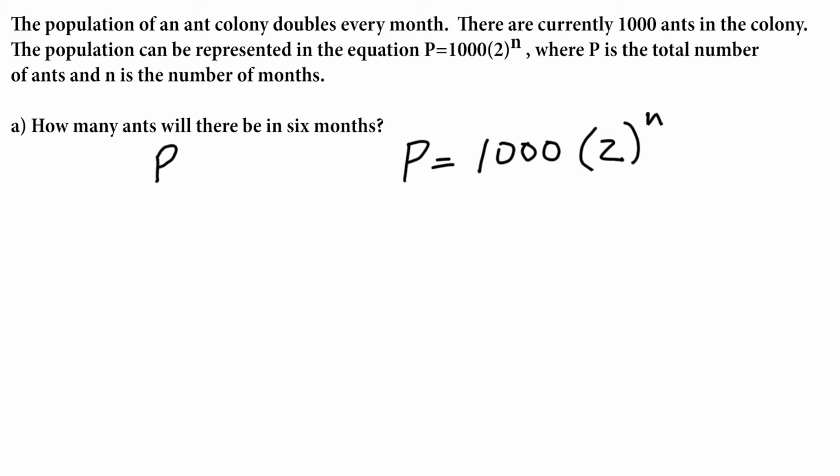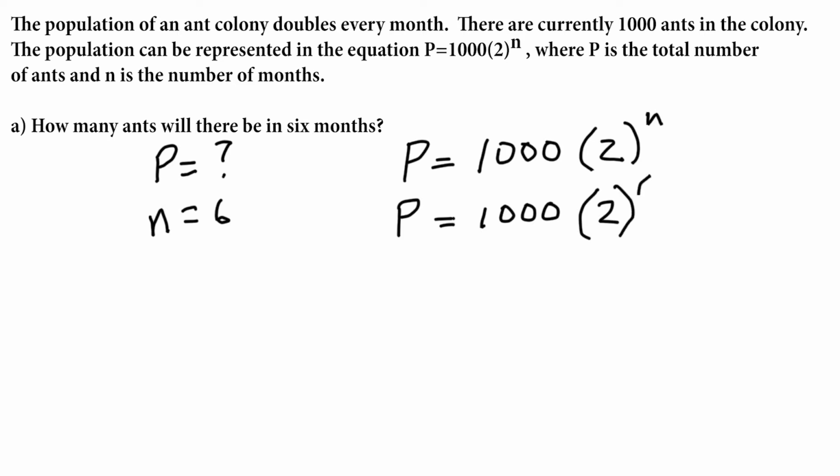Off on the side, it's always nice to have a list of our variables, what we know, what we don't know. In this case, I don't know what the population is going to be. They're asking how many ants will there be. N is the number of months. In this case, population is going to grow for 6 months. So I put a 6. And now I'm just going to plug in that 6. So P is equal to 1,000 times 2, not to the power n, but now it's to the power of 6.